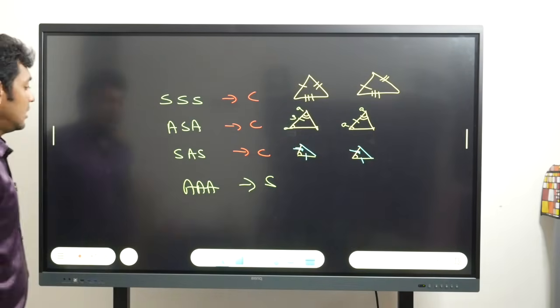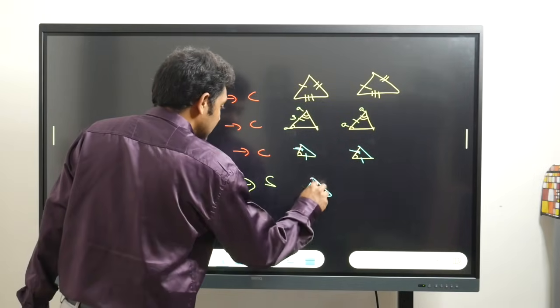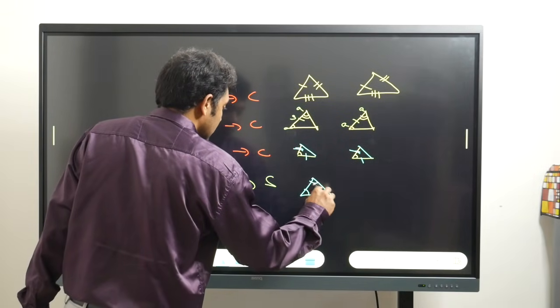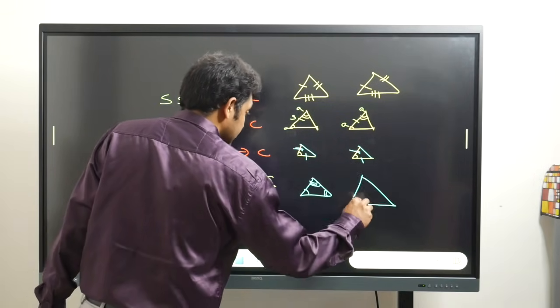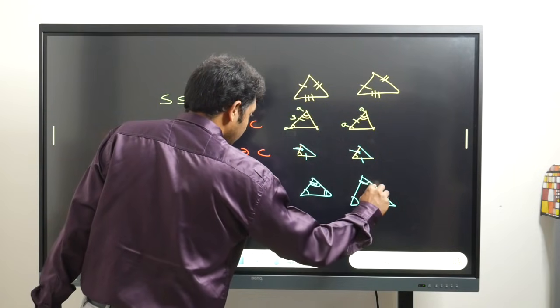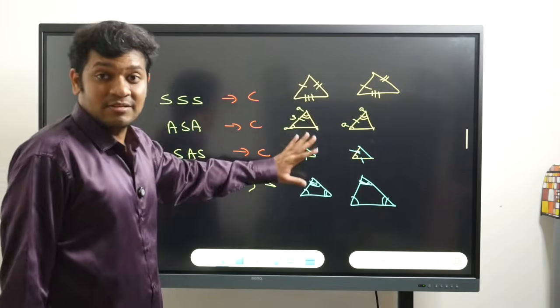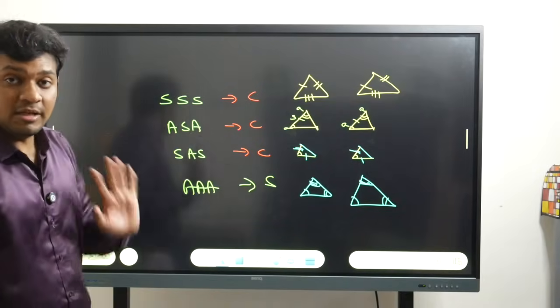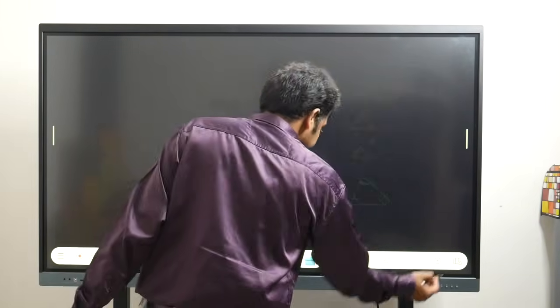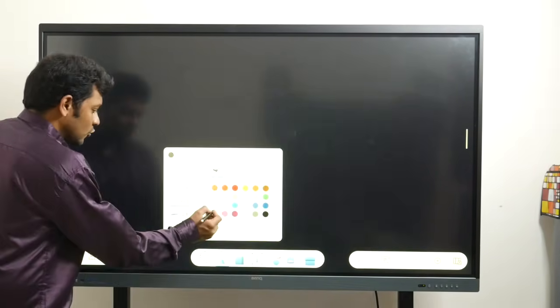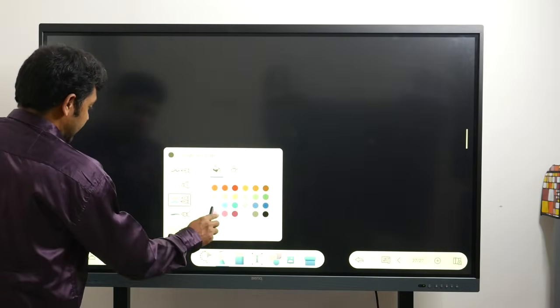Side angle. Triple A, similarity: three angles need to be seen. It's similarity. So congruent means definitely similar. Similar means need not necessarily be congruent. This you should know. Now, let's try to understand this for a right angle triangle.